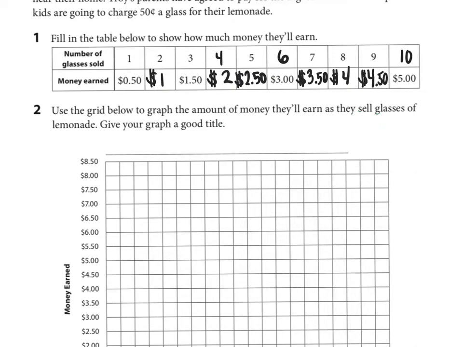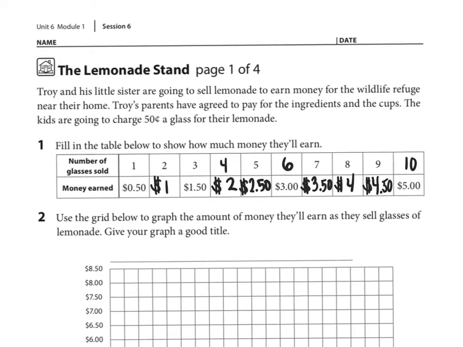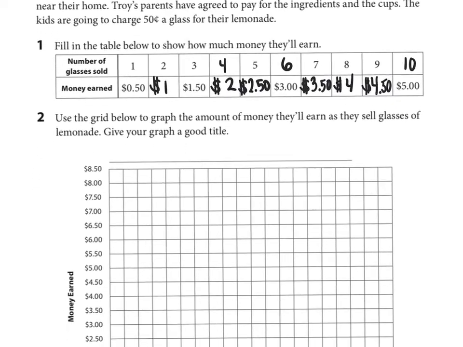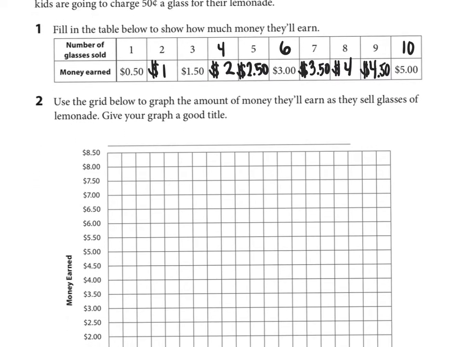Number 2 says, use the grid below to graph the amount of money they'll earn as they sell glasses of lemonade. Give your graph a good title. I'm going to call this graph the lemonade stand. If you have a different title you would like to use, that's fine as well. Just make sure it is on topic, the lemonade stand.